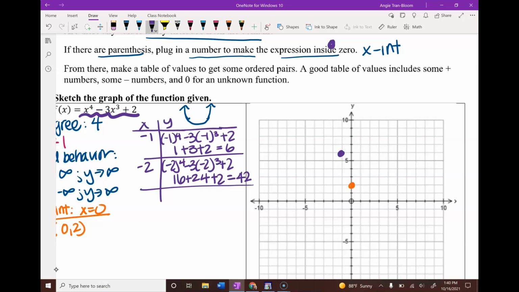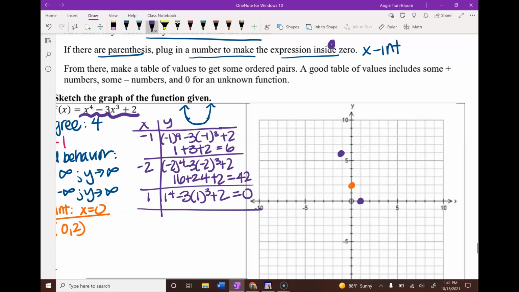Now let's see if we can use some positive x values to see what the y value will come out to be. So 1 to the 4th minus 3 times 1 to the 3rd plus 2. Well, 1 to the 4th is 1, minus 3 is now -2. -2 plus 2 is going to be 0. So at 1, y is 0. We know that it should look like a parabola.